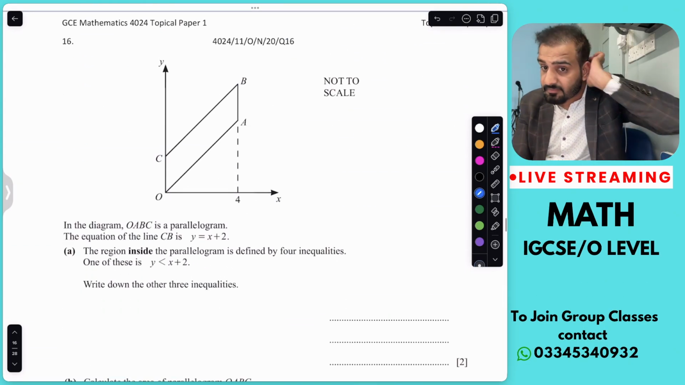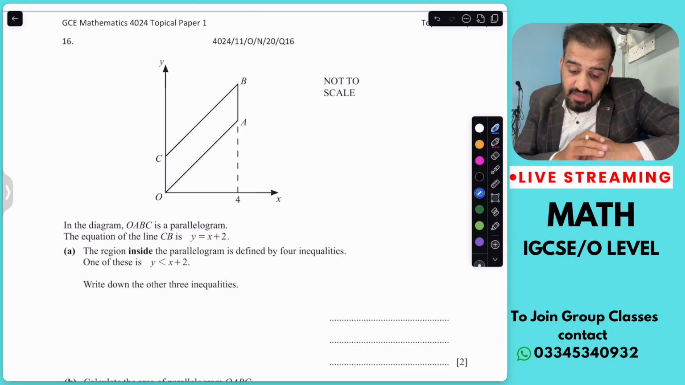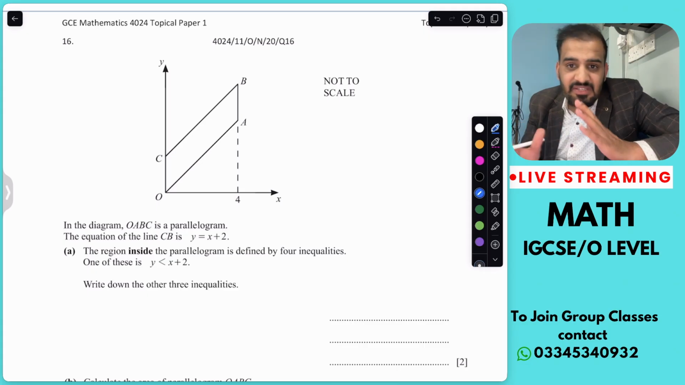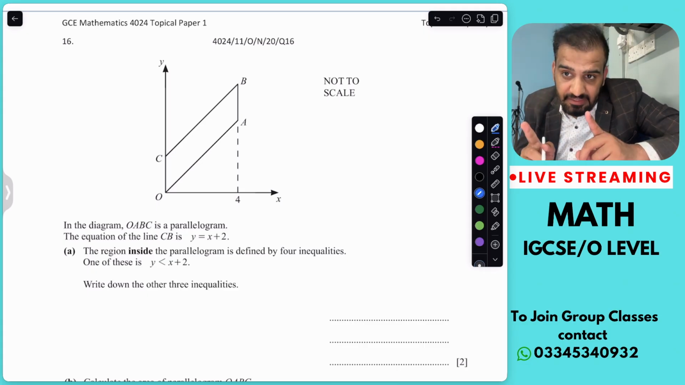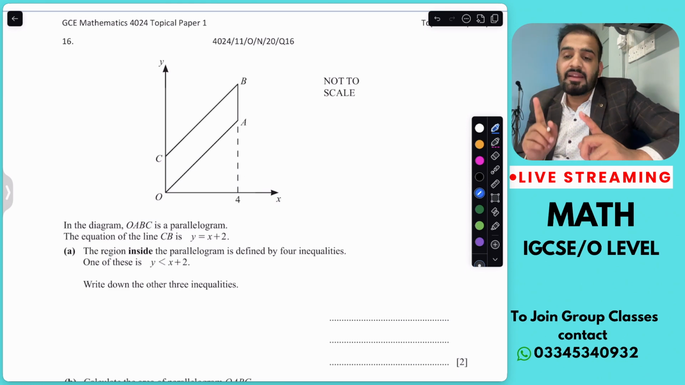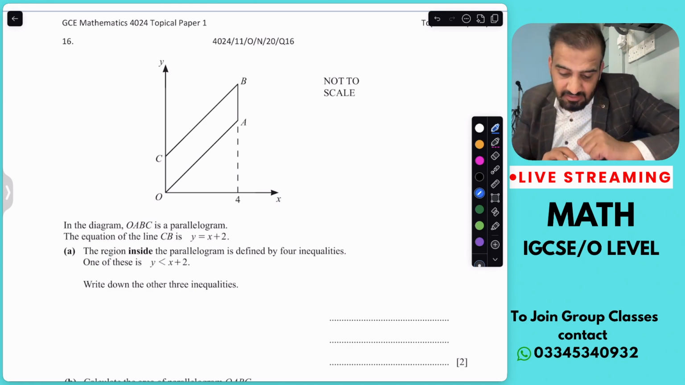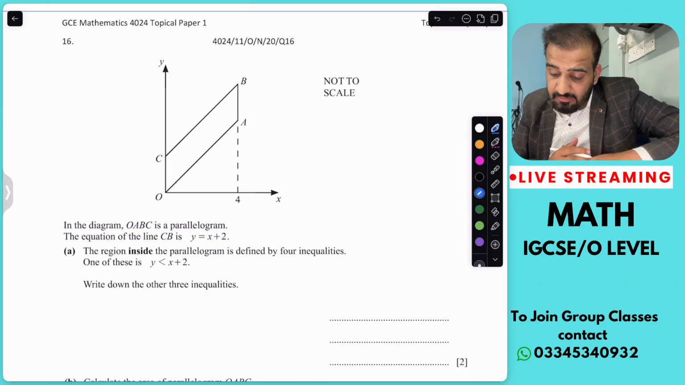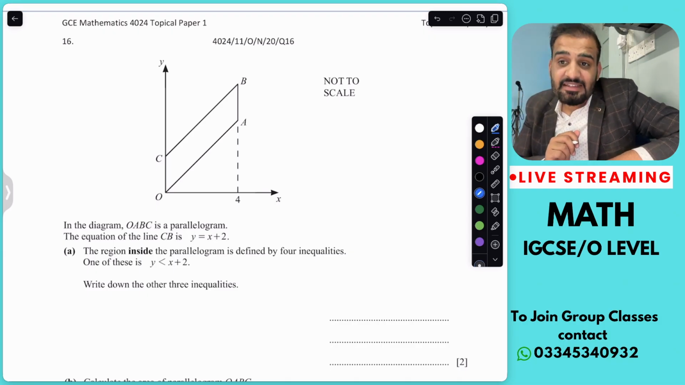Next question. A wonderful question again. In the diagram, OABC is a parallelogram. Parallelogram means opposite sides are parallel. If the lines are parallel, then opposite sides have the same gradient. The equation of the line CB is y equals x plus 2. The region inside the parallelogram is defined by four inequalities. One of these is y less than x plus 2. Write down the other three inequalities.